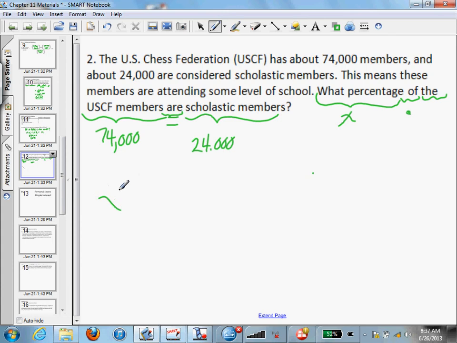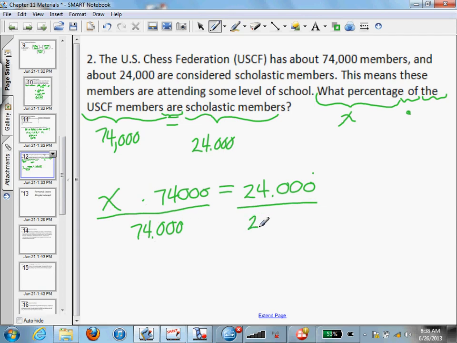So now let's go ahead and take what we've gathered. We have our variable multiplied by the 74,000 is equal to 24,000. So now we have a simple equation. We see that the variable and the total number are being multiplied together. So to break those apart, I'm going to divide by 74,000 on both sides. And when you do that, on the left side, those are going to cancel out. On the right side, you're going to have x equaling 24 divided by 74.